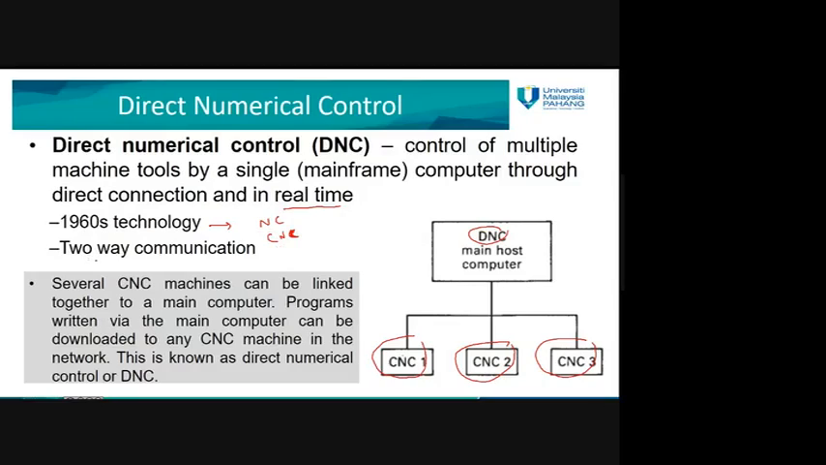Okay, so there is two-way communication. When we say two-way communication, that means from the host or server to the machine control unit, or MCU, and then also from the MCU again to the server. So it's a two-way direction. Several machines here can be linked together to the main computer, and programs can be written from the main control computer and sent to the local CNC machine, and the data can also go the other way, for upload, like download and upload directions. So this we call direct numerical control.